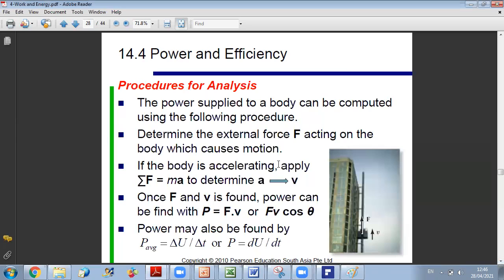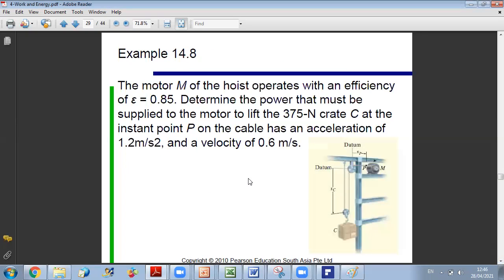Now we will apply some problems on power. The motor M of the hoist operates with an efficiency of 85%. Determine the power that must be supplied to the motor to lift the 375 Newton crate C at the instant point P on the cable has an acceleration of 1.2 meter per second square and a velocity of 0.6 meters per second.